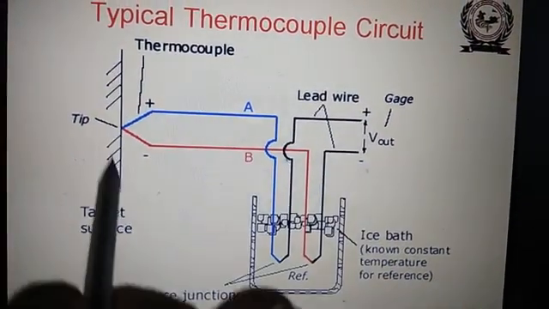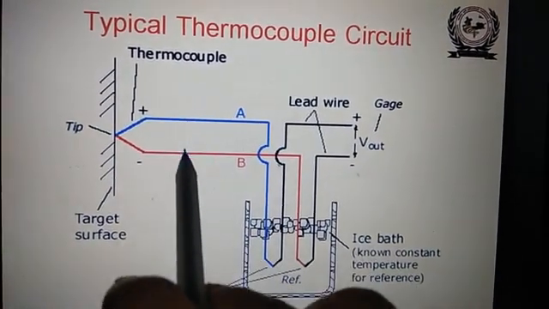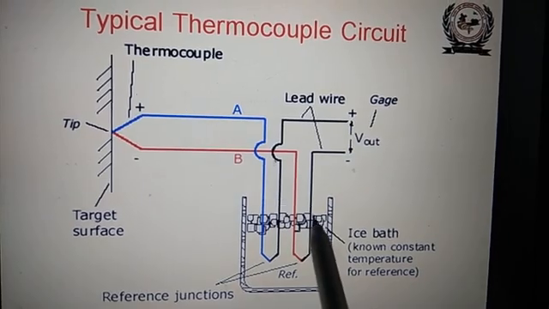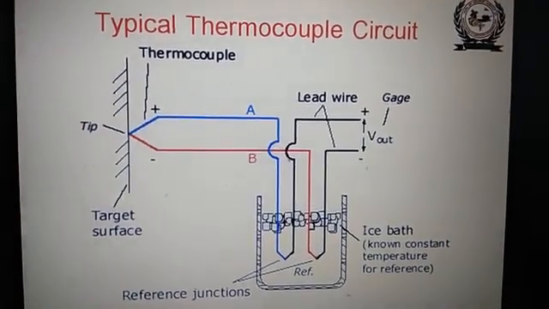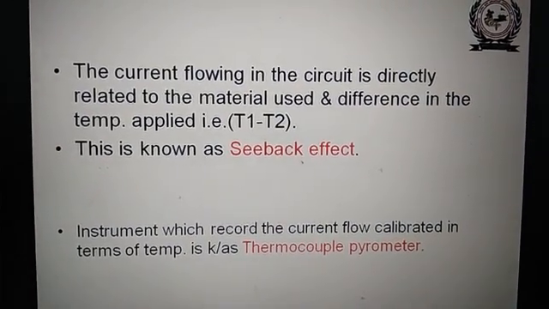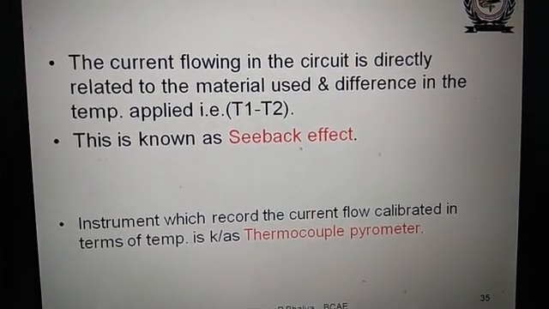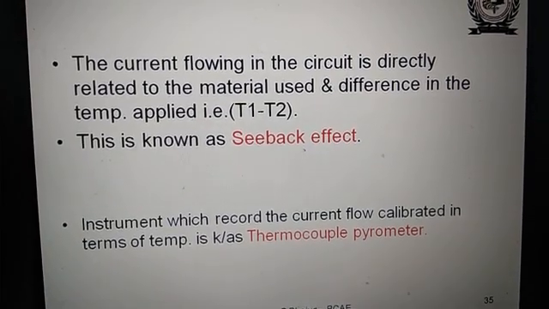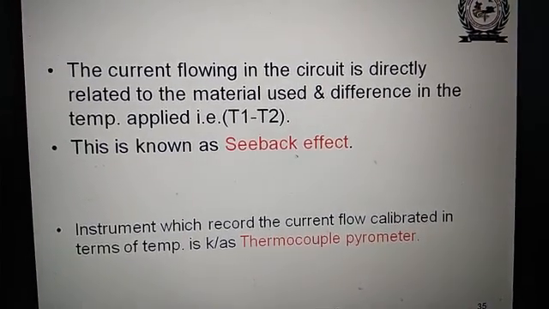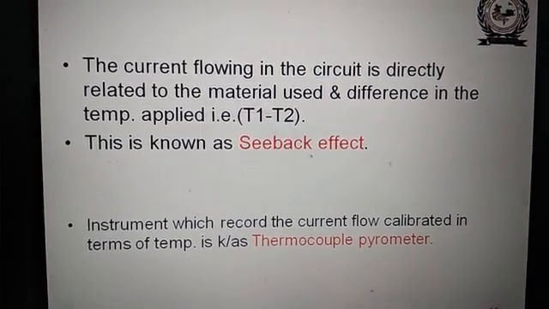As the temperature here changes, there will be expansion according to the heat coefficients of metals A and B, and this will be compared with the reference point, and you will get the corresponding output voltage. The current flowing in the circuit is directly related to the material used and the difference in the temperature applied, that is T1 minus T2, the total temperature. This is known as the Seebeck effect. Let us see ahead the Seebeck effect also.